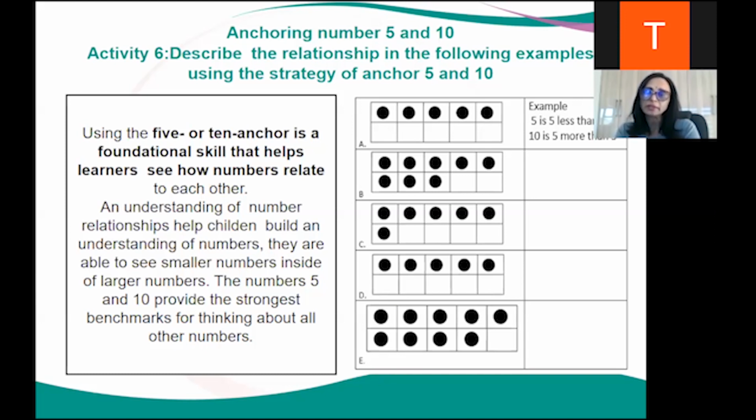Now, let's practice the next example. What would you say? Will you agree that 8 is 2 less than 10? 10 is 2 more than 8. Can you see how we compare smaller numbers in relation to 10 as an anchor, smaller numbers in relation to 5 as an anchor.